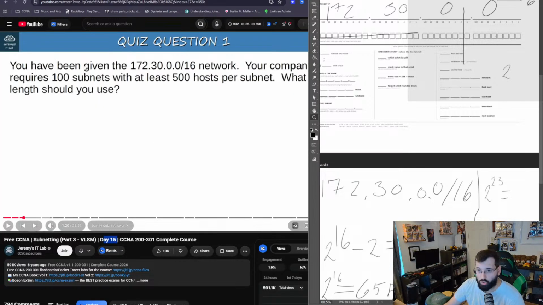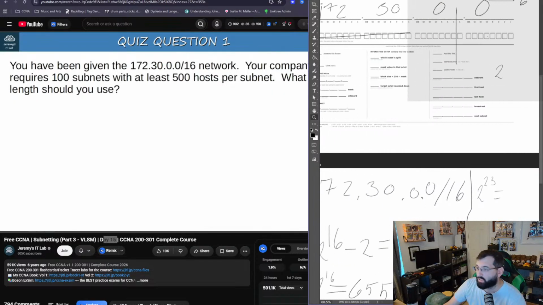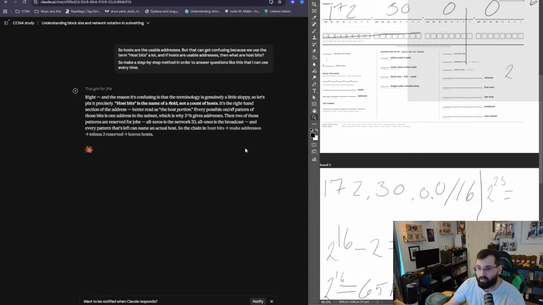For those of you who are just joining, we are trying to answer this question right here. You have been given the 172.30.0.0/16 network. Your company requires 100 subnets and at least 500 hosts per subnet. What prefix length should you use? And as you can tell, I have failed and fumbled considerably. That's why we had to come back over here to the good old AI.